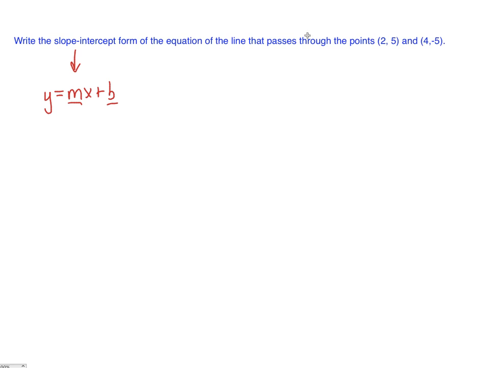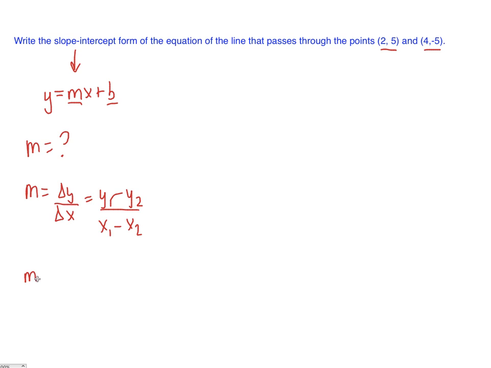We have 2 points that are on this line, and the first thing we need to do is find the slope. We need to find m. And how do you find the slope? It's the slope formula. The slope formula is basically the change in y over the change in x. In other words, it's the difference of the y's over the difference of the x's. Some people like to write y1 minus y2 over x1 minus x2, or x2 minus x1 and y2 minus y1. It doesn't really matter which order, as long as you're consistent.